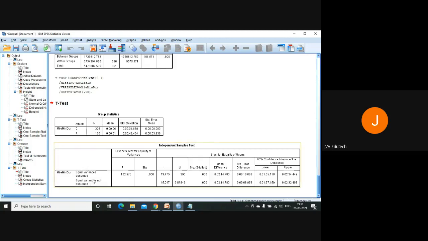In this case, which one we should take? This statistic, equal variances assumed or equal variances not assumed? Because we are getting the degree of freedom, we are getting the t value, we are getting the significance value in all the cases. So what we should follow? Sir, equal variance not assumed.